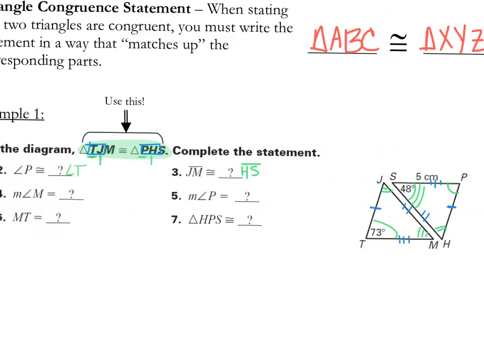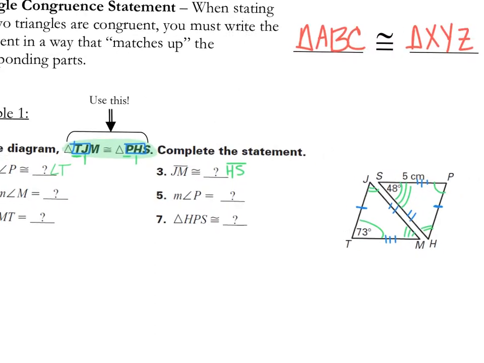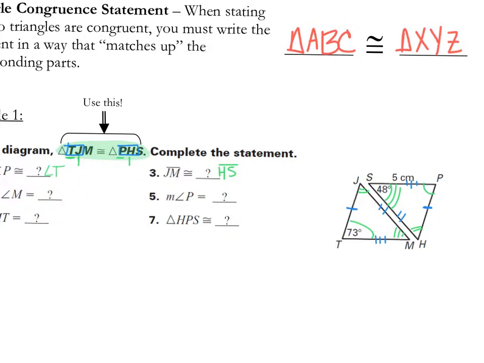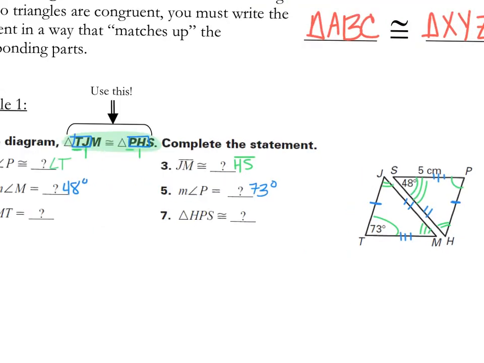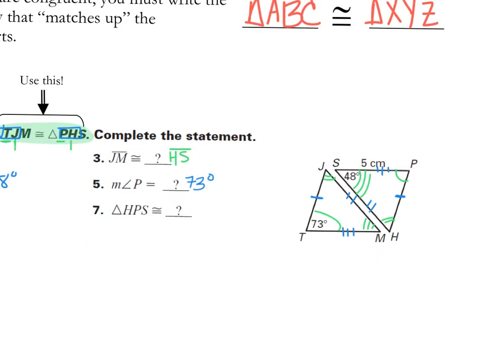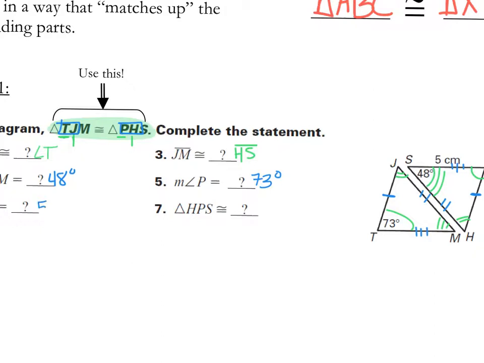But now it says the measure, so now I have to find a degree. So the measure of angle M equals, well, if I look, M matches up with S, and if S is 48, that means M is 48. P, if T is 73, then P has to be 73. And then MT. So MT matches up with the SP, which is 5, so MT is also 5.